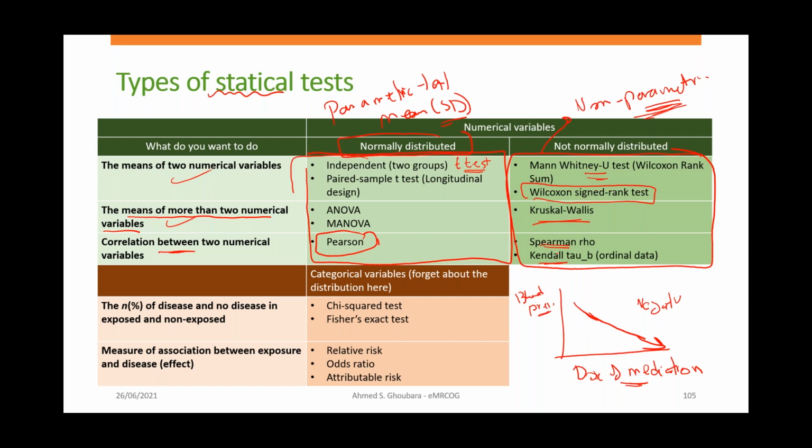So now, what about the categorical variables, which are the most commonly used variables in medical research? We report the number and percentage of the disease and no disease. There is just one test. Do you remember that table of the obese, non-obese, HPV positive, HPV negative? If you need to compare those together to show if there's an association.